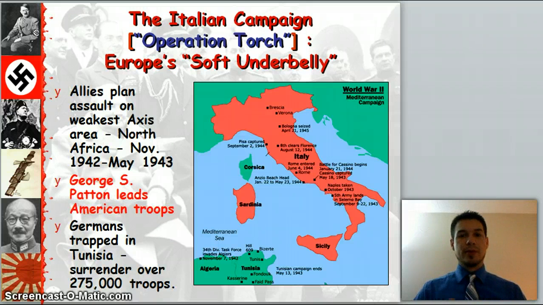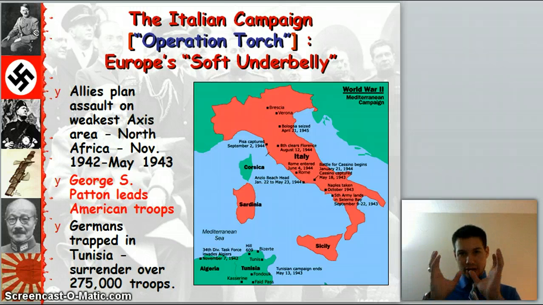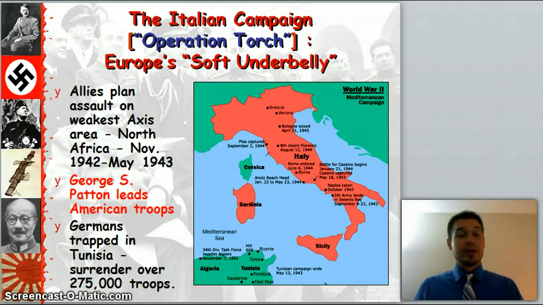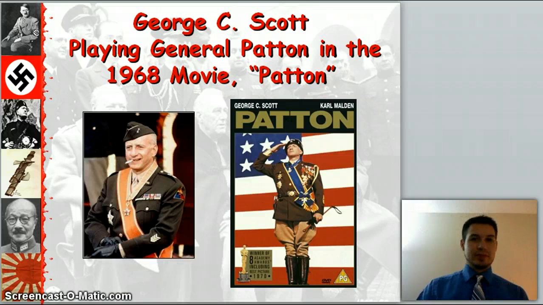Operation Torch, we go from that North Africa, taking all of that back, and start invading Sicily and soon into Italy. We're taking Italy back. We're getting Europe back through the soft underbelly of the Italian campaign, led by George Patton. So we get Sicily. Again, George C. Scott plays a great General Patton in the movie Patton.